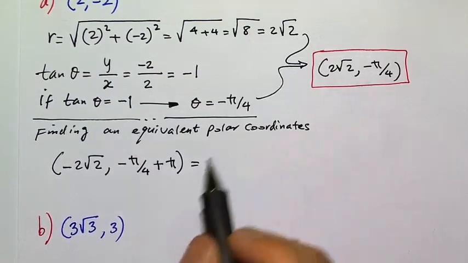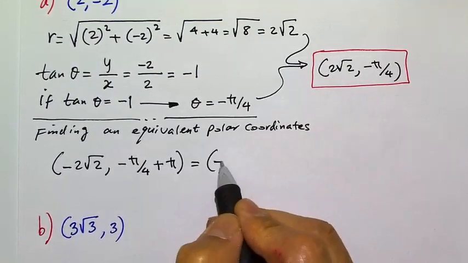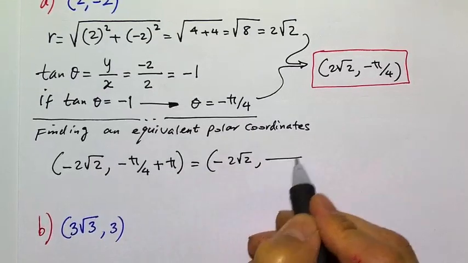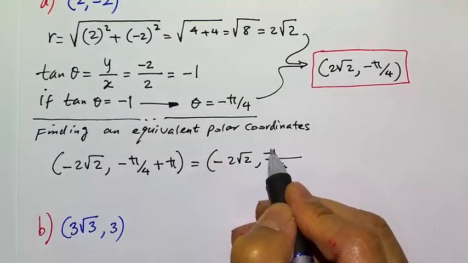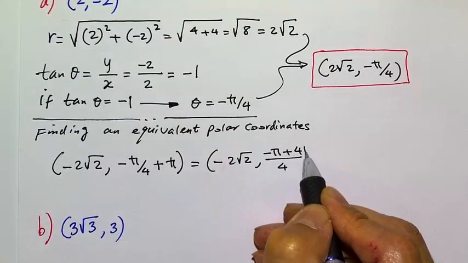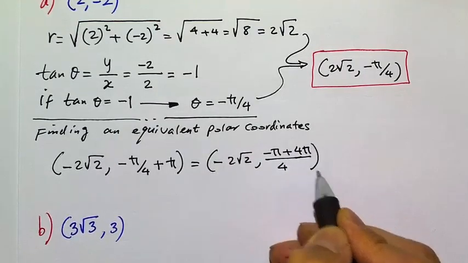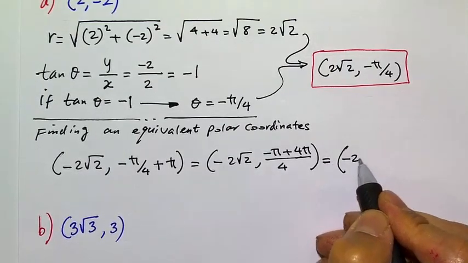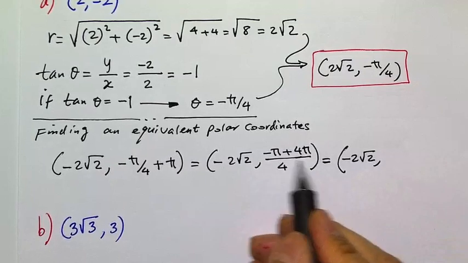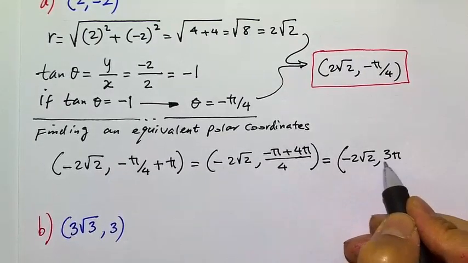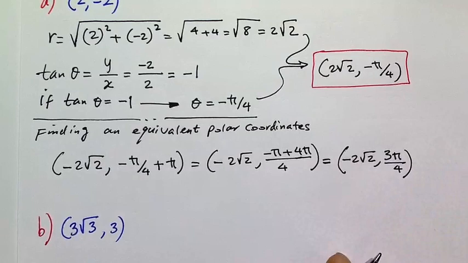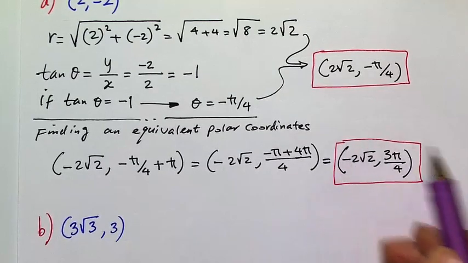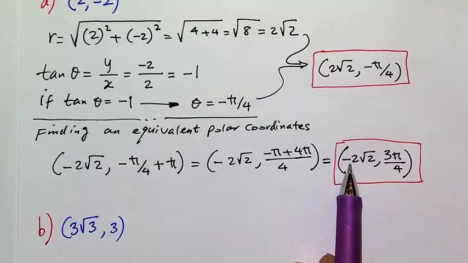Okay, so we have minus 2 square root of 2, and then we have common denominator, minus pi plus 4 pi, equals minus 2 square root of 2. We have 3 pi over 4. Okay, so that's an equivalent polar coordinate with r given as negative.